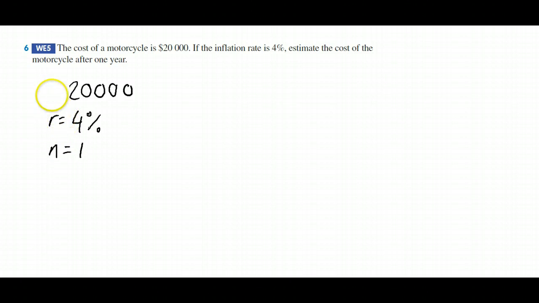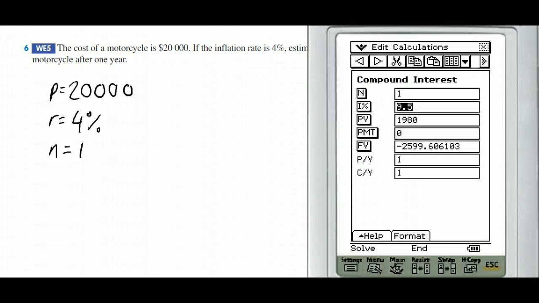So we've got all our values, same as all the other questions. We've got our P, R, and our N. We've just got to put them into the equation to get the answer. So N is 1, I is 4, PV is 20,000, and that's 1, 1. When we do that, we find out the cost of the motorcycle is now $20,800.